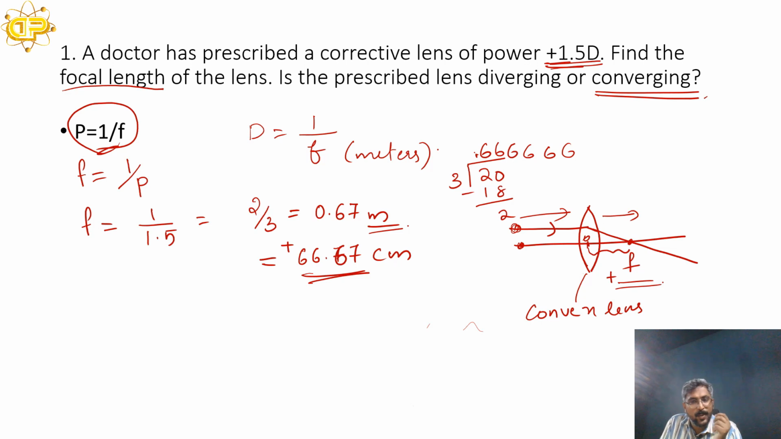So I hope you got the answer for this particular question. If you get a question like this, first you need to know the basic equation, P is equal to 1 by F, and from that you rearrange to get F is equal to 1 by P. From there you will get the answers. Okay, so we'll go to the next question.